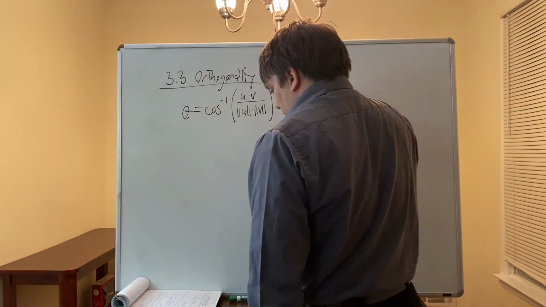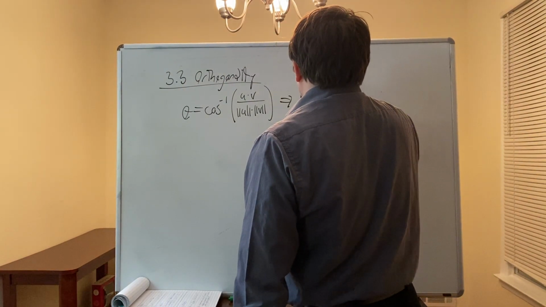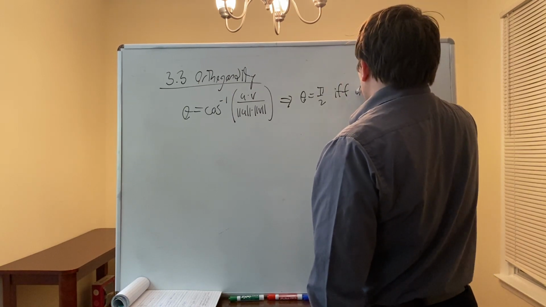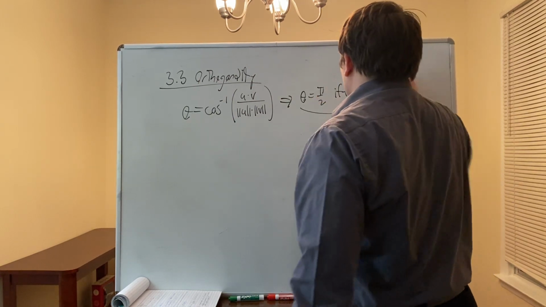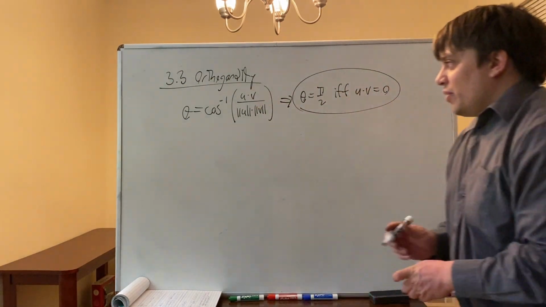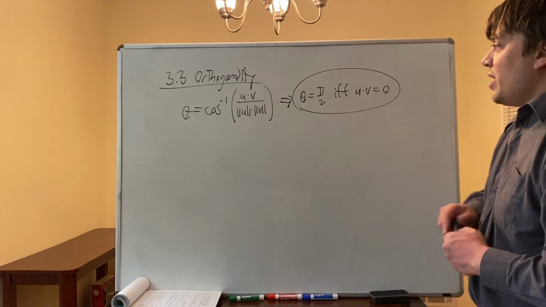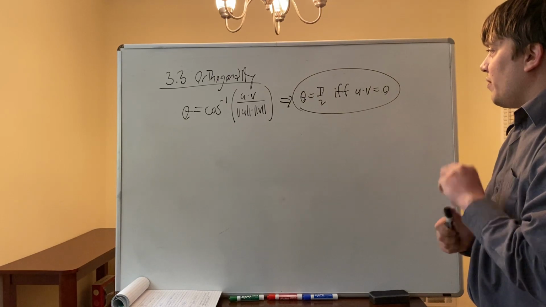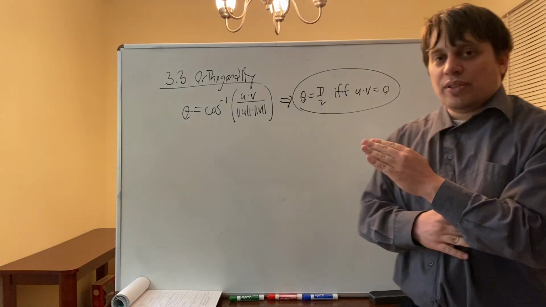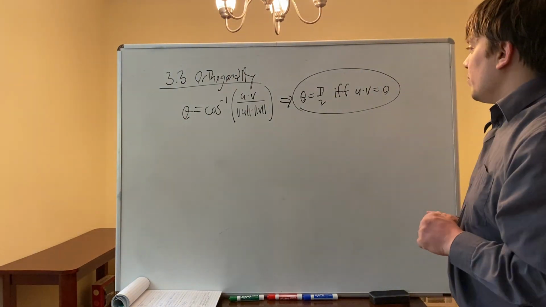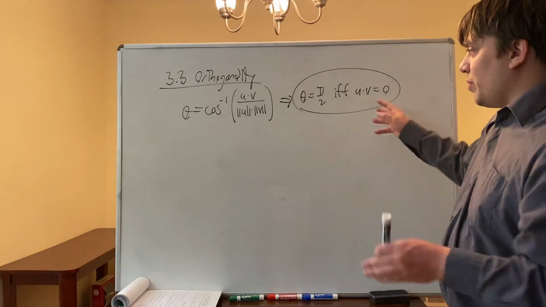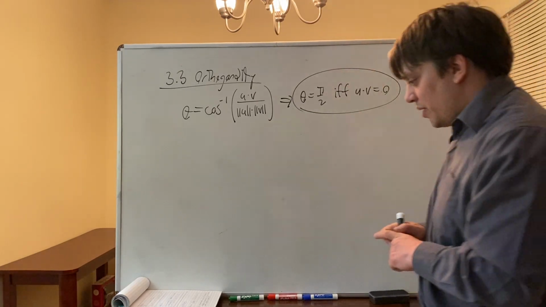This implies that theta is pi over 2 if and only if u dot v is equal to 0. So theta is cosine inverse of u dot v over norm u times norm v, and that implies that theta is pi over 2 if and only if u dot v is equal to 0. So we talked about how the angle between the two vectors is 90 degrees or pi over 2 radians if the dot product is 0, and it works the other way around. So we talked already about that.